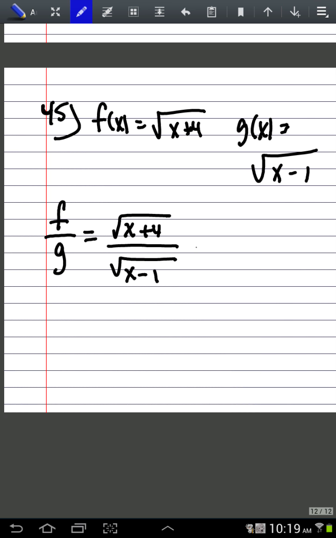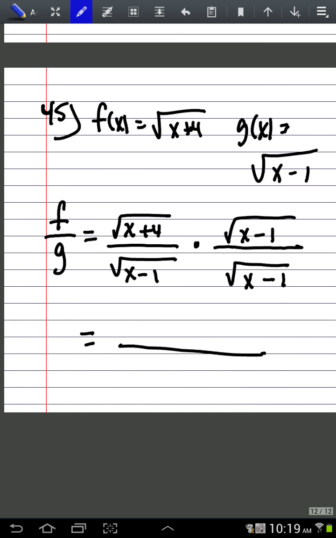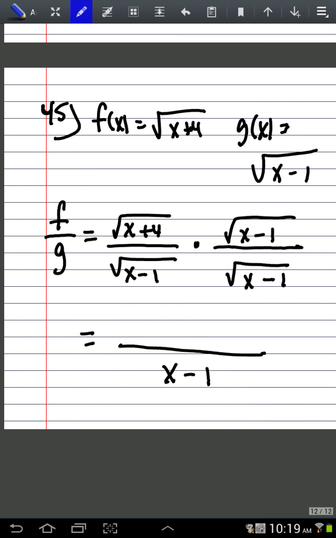Alright, so we need to multiply by what here? Square root of x minus 1 over the square root of x minus 1. Okay, I'm going to do the bottom first, because that's just going to be x minus 1. Is that okay, everybody?